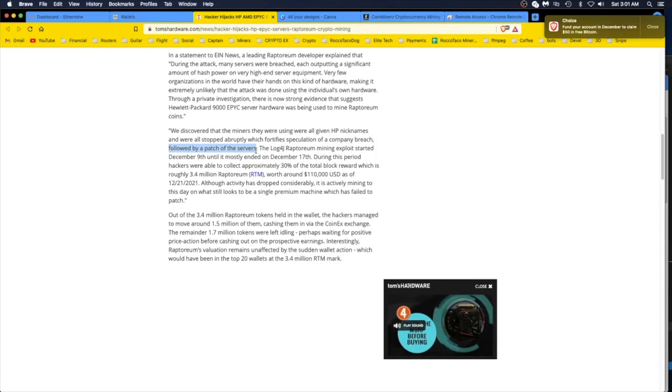Yeah, but oh well. The Log4j Raptoreum mining exploit started December 9th and mostly ended on December 17th. That's kind of a long time to not catch an exploit on your super high-end servers. Anyway, during this period, hackers were able to collect approximately 30% of the total block reward, which is roughly 3.4 million Raptoreum, RTM, worth around $110,000 USD as of 12/21/2021. Although activity has dropped considerably, it is actively mining to this day on what still looks like a single premium machine which has failed to patch, to the wallet address.